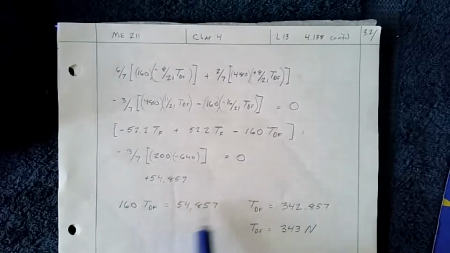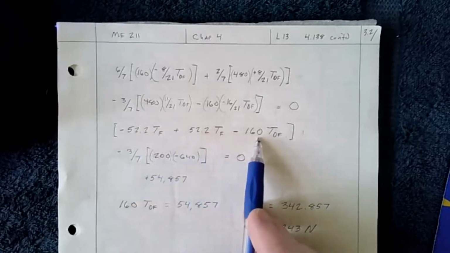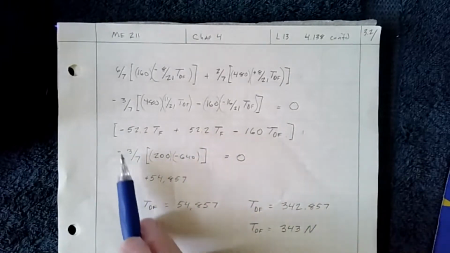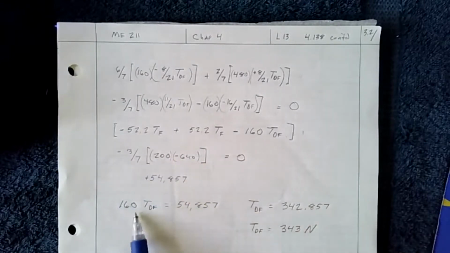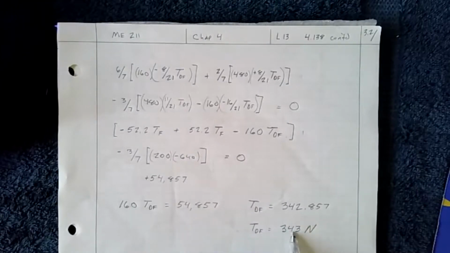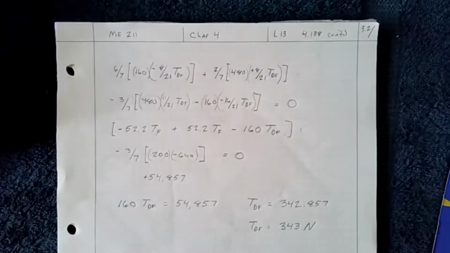And so when you finally get done with putting everything together, notice this and this cancel, so you just have the 160, and then negative 3 7ths times 200 times negative 640 gives me that value. So finally I end up with this, and I get my value of 343 newtons. All right. So from there, that's all I have to do, because all it's asking for is that tension. There are no reactions. So had this gone on farther, we would have summed the forces in the x, y, and the z and solved for our subsequent values.